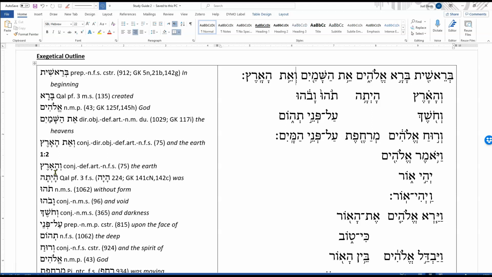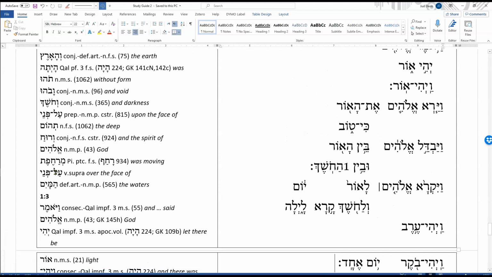And if you see ACOT, he tells us it's a piel participle. And it's feminine because ruach is feminine, feminine singular, and rahaf is the word, and it means moving in the basic form of the word.